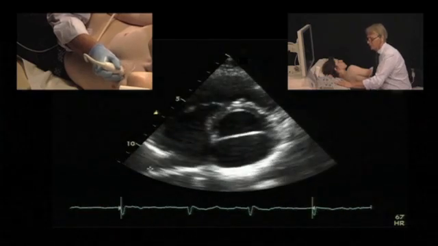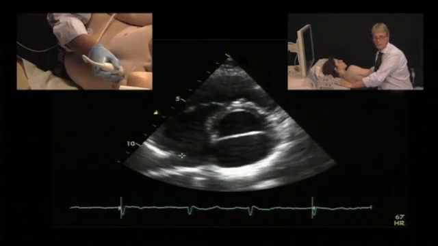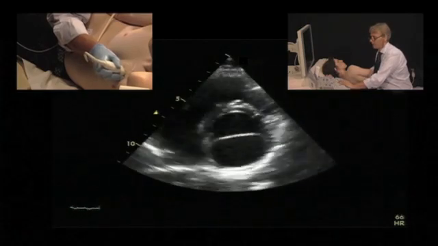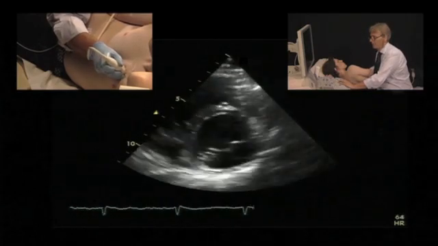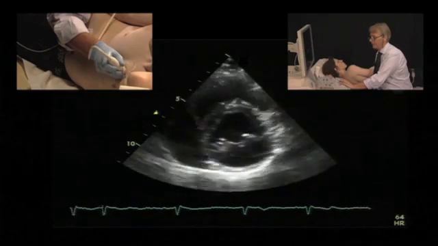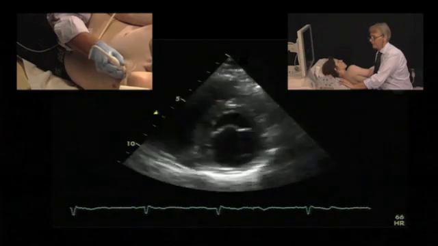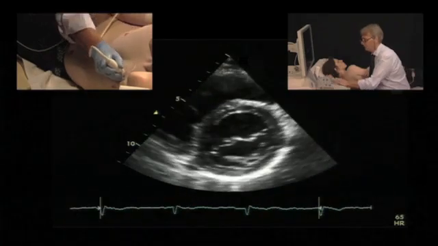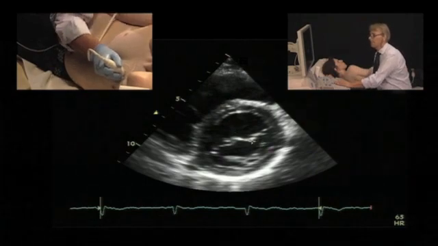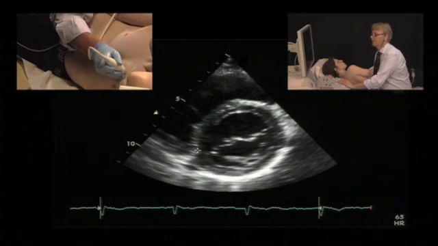The structure down here is the inferior vena cava. Finally, I would arrive at the mitral valve, and the mitral valve would then be the structure you see here with the anterior leaflet, the posterior leaflet. This is the LVOT, the outflow tract, and this would be the septum.